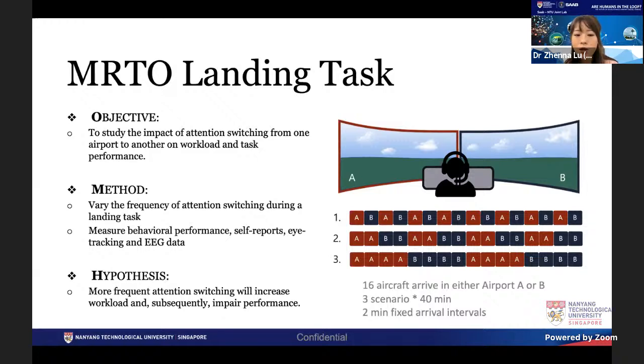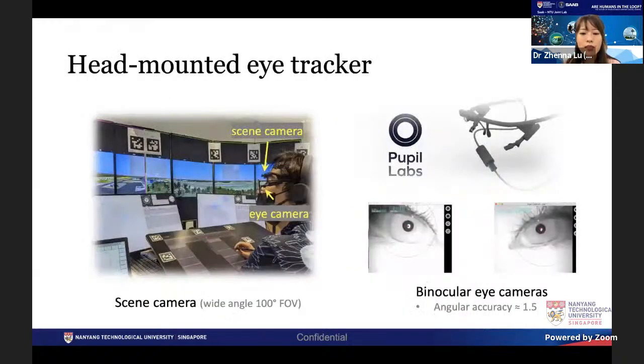In this task, we're going to use an eye tracker to look at the pupil dilation and the visual scan path. In the future, we plan to use EEG to study the frequency of some neural oscillations. This is the eye tracker we are using. It's a head-mounted eye tracker so that the controller can move his head around when he's doing his task. There's one scene camera that captures 100 degrees of field of vision, along with 2 binocular eye cameras that record the eye movements.